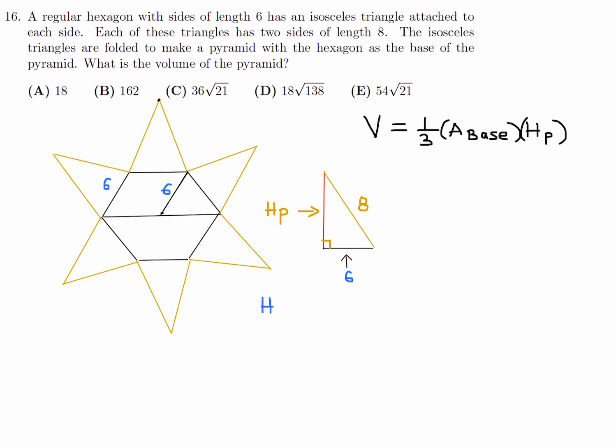All right, using Pythagoras, we can easily figure out HP now. HP squared plus 6 squared is equal to 8 squared. So 64 minus 36 is what? 28. So HP squared is 28. So HP is root 28. Okay, now all I have to do is figure out the base.